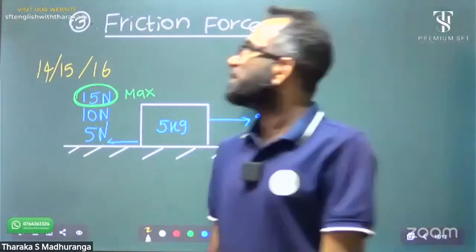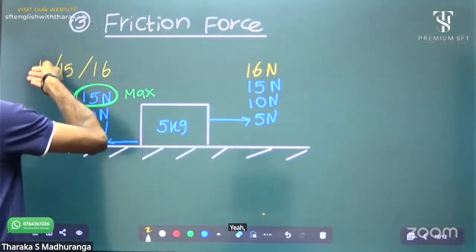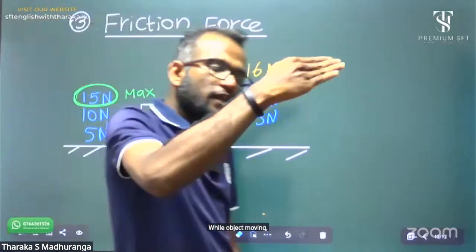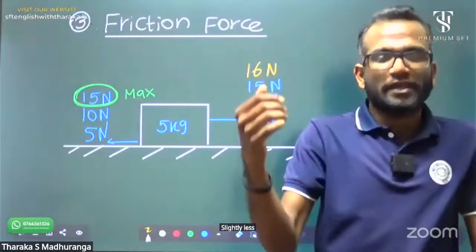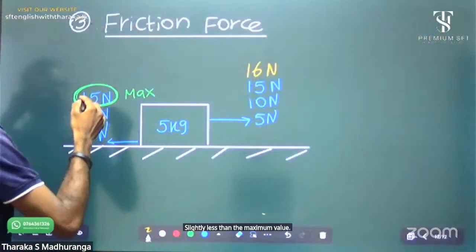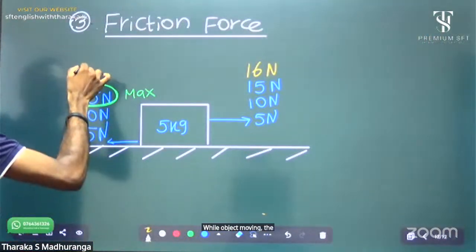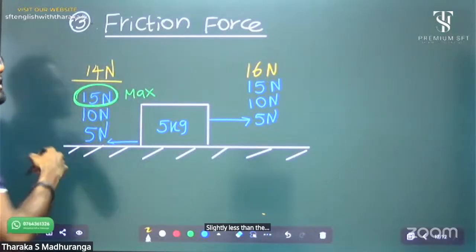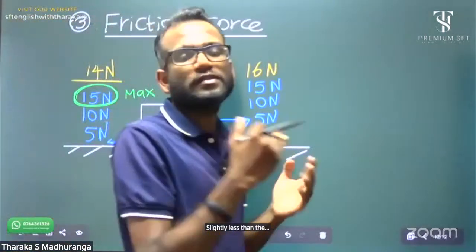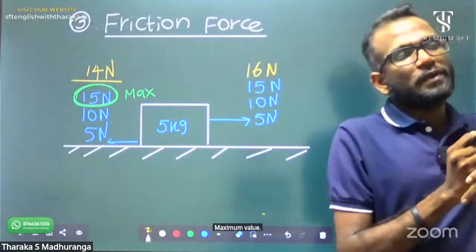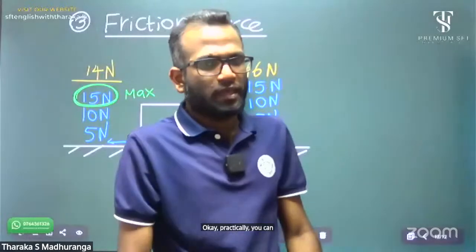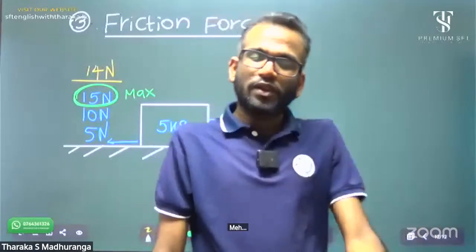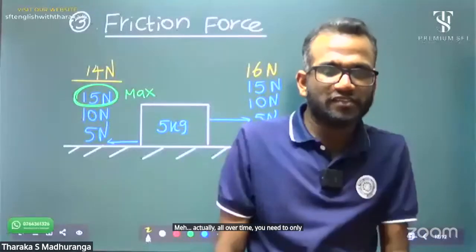Yeah, remember, while the object is moving, this friction force becomes slightly less than the maximum value. While the object is moving, the friction force is slightly less than the maximum value. Okay, practically you can feel this. Actually, in O level time you did only the background. That's why I told you.